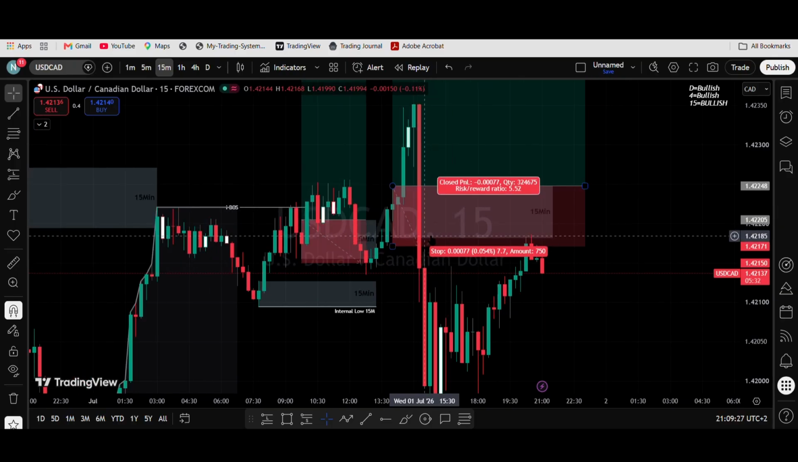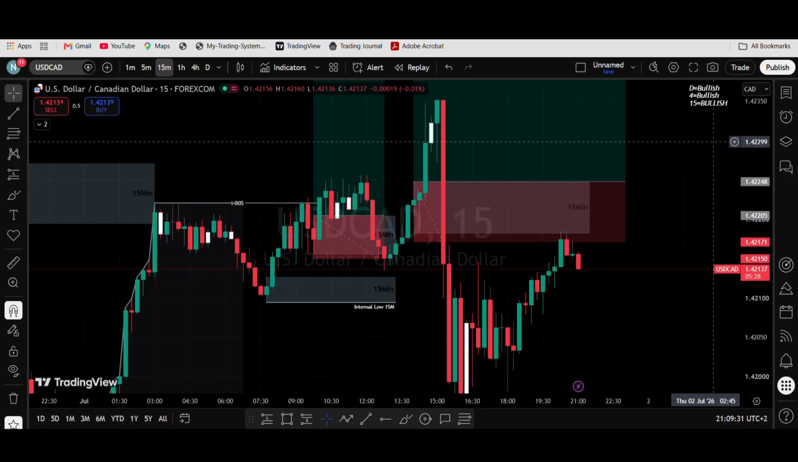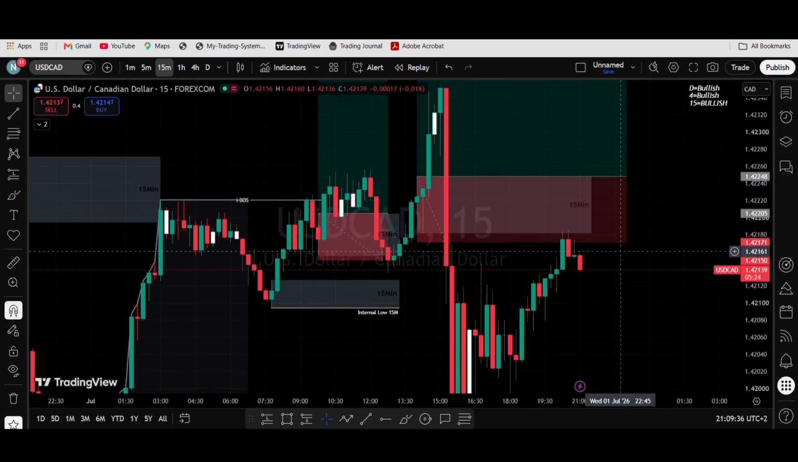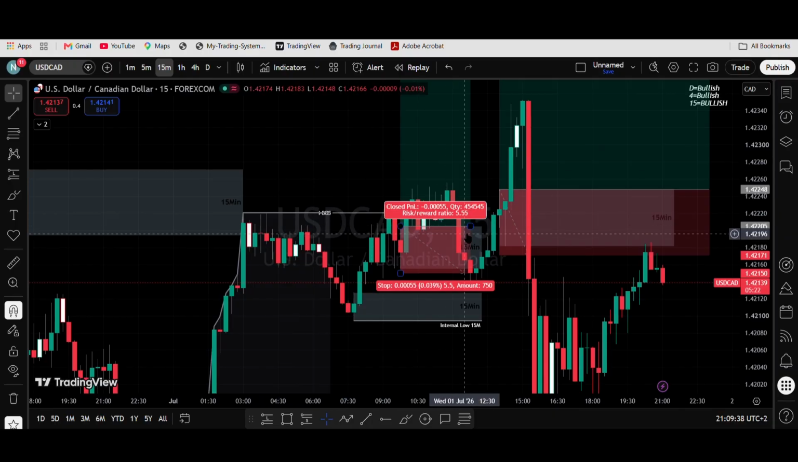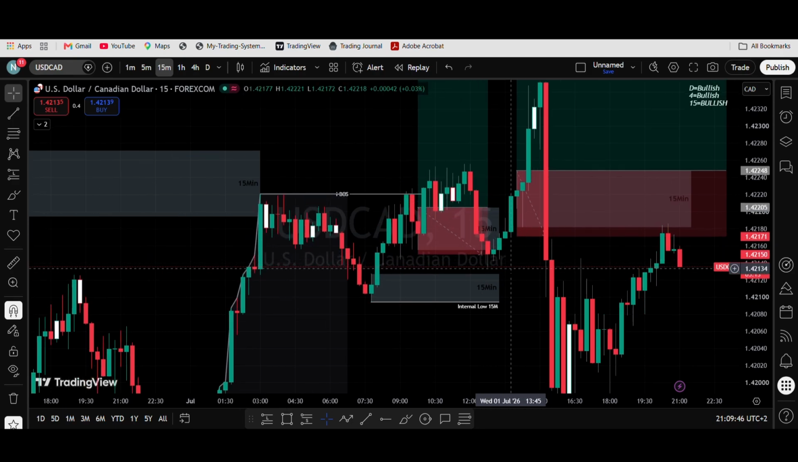So as it comes in here, USD CAD, obviously I go for the entire zone, going for 5R since it was pro swing, pro internal as well. Then I take that, and 2 hours later it just moves down and knocks me out. Okay, cool.